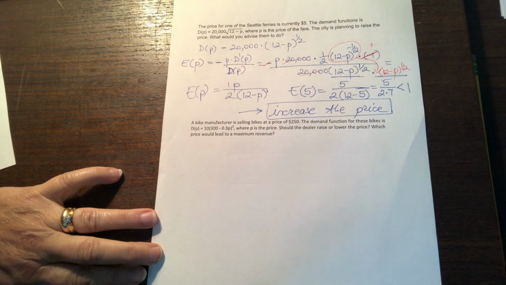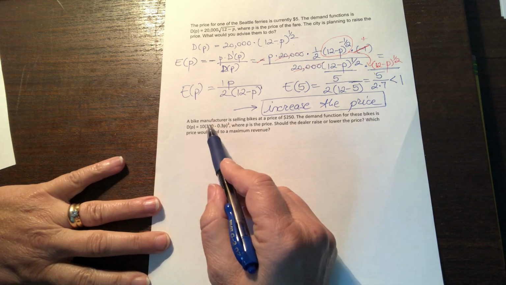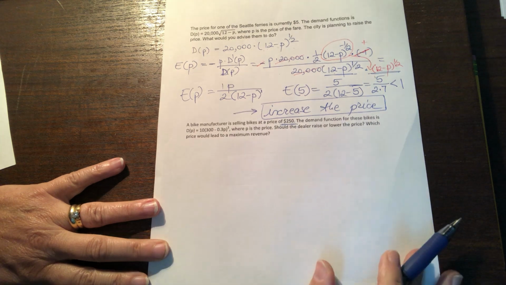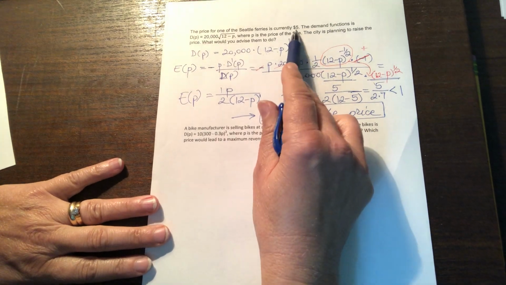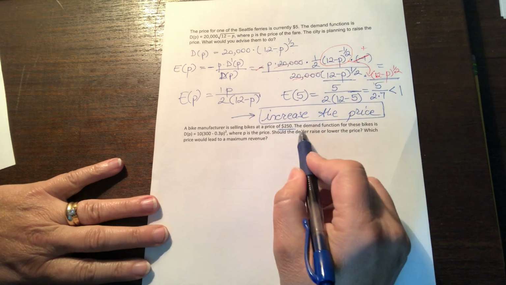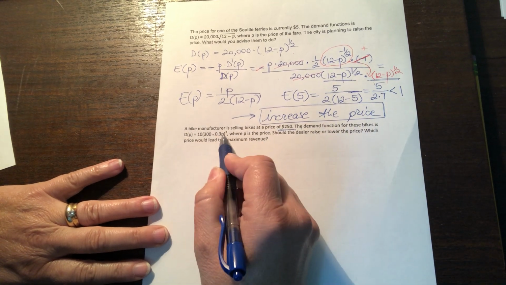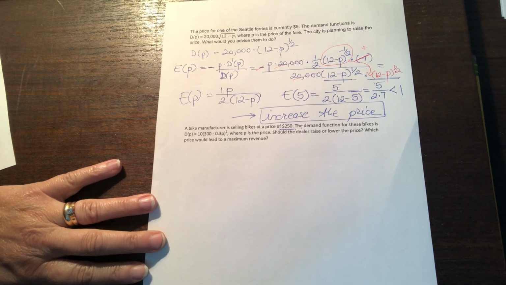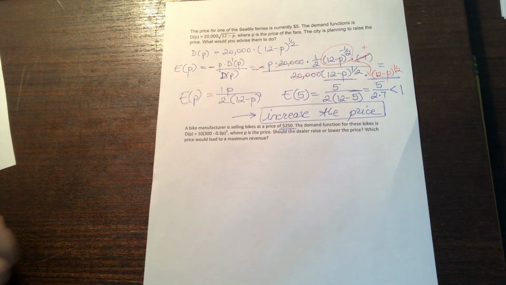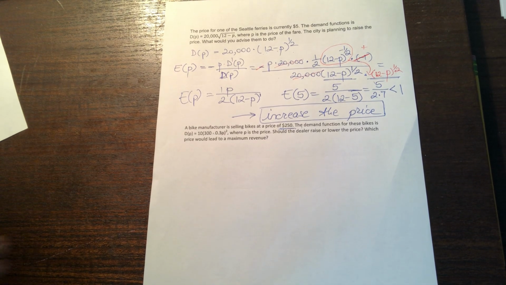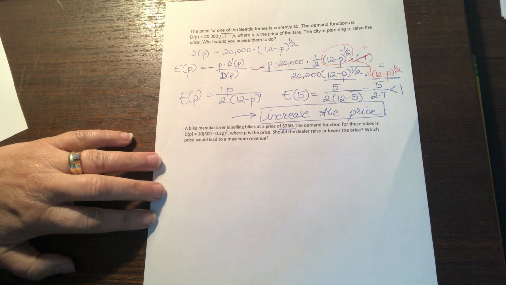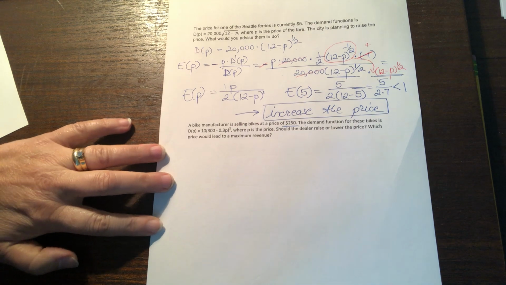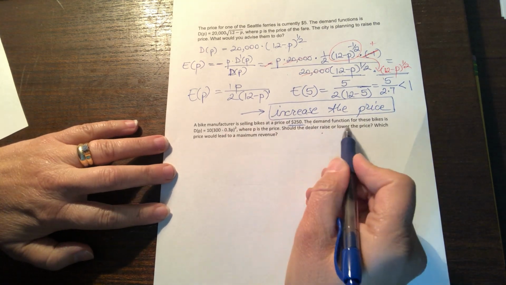Okay. So the last problem here says a bike manufacturer is selling bikes at a price of $250. So this must be our given price that we keep talking about. The demand function for these bikes is given by this function right here. Should the dealer raise or lower the price? And then, as I promised earlier, we're going to take this problem one step further and figure out which price would lead to a maximum revenue. So first things first, lower or raise the price?